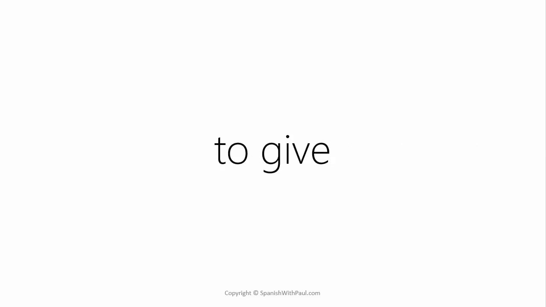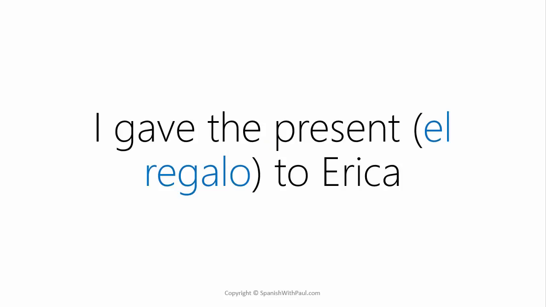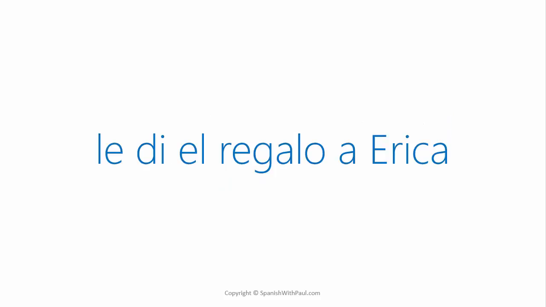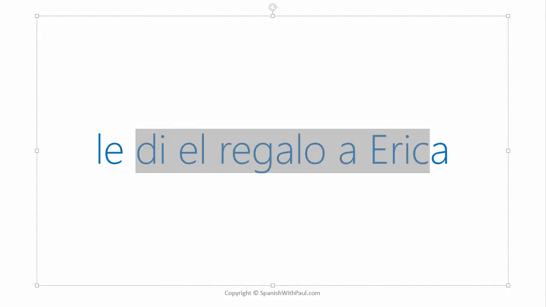What's the verb to give? Dar. And to say I gave as a dot past would be di. Di. How would you say I gave the present to Erika? The present in Spanish is el regalo. Le di el regalo a Erika. To her, I gave the present to Erika.